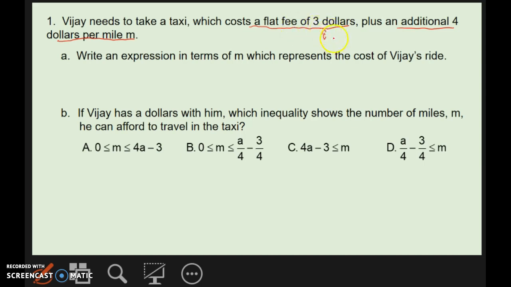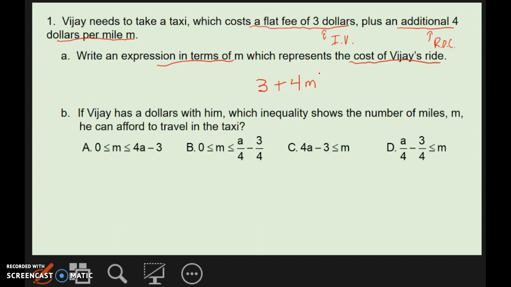That first part, a flat fee of $3, sounds like an initial value. Before anything's happened, we're going to pay that amount. Plus an additional $4 per mile, that part sounds like a rate of change. And I think miles will be our input variable. So the first part of this, we want to write an expression in terms of m. So m will be our variable, which represents the cost of the ride. So again, our initial value is $3, and we know that we're going to pay $4 for every mile, so that's my rate of change, and then my input variable is m. So I've created the expression.